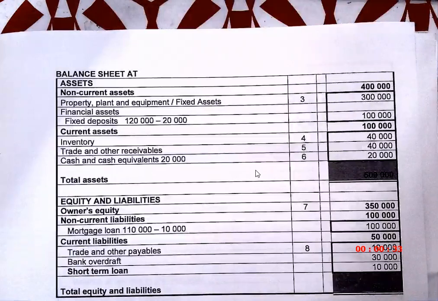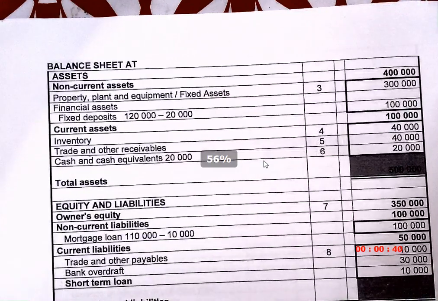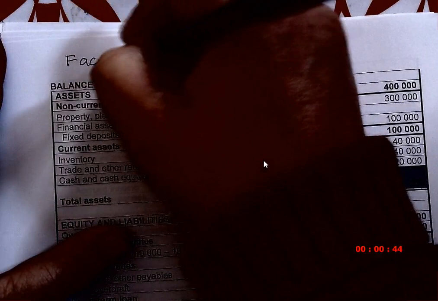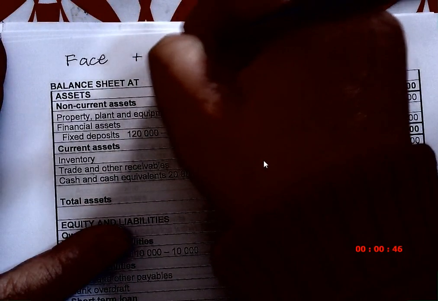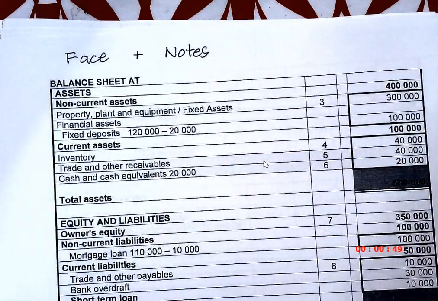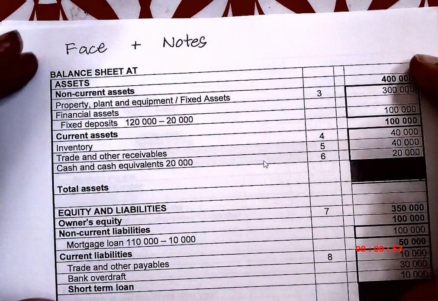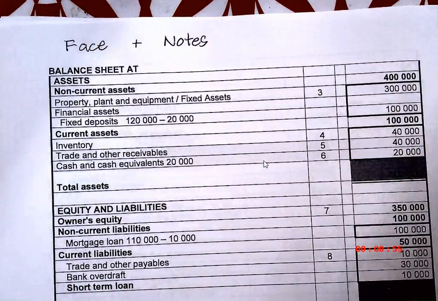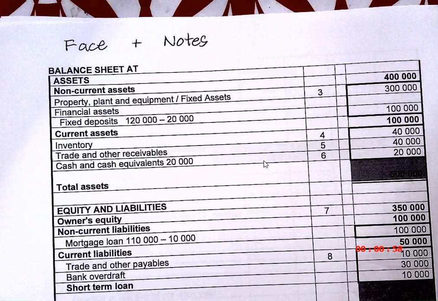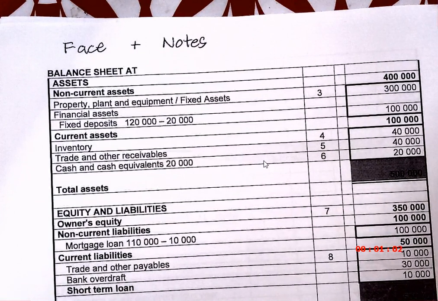Imagine. So now, what I'm going to do is teach you the face. In a balance sheet, we talk about the face and the notes. When I talk about the face, it's this part here that I'm going to teach you. When I talk about the notes, it's what we call an addendum. So it's extra information.